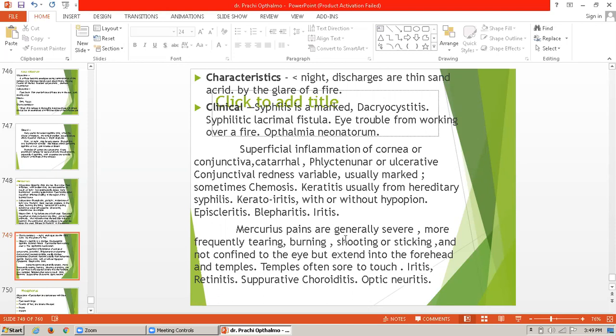Mercurial pains are generally severe, more frequently tearing, burning, shooting or sticking, and not confined to the eye but extend into the forehead and temple. Temples often sore to touch. Iritis, retinitis, suppurative choroiditis and optic neuritis.